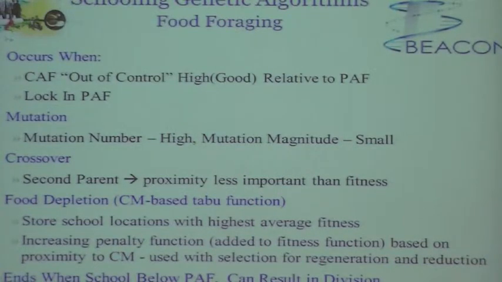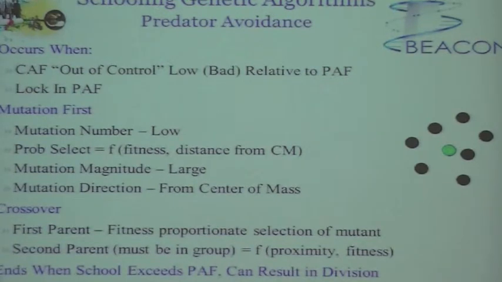Food foraging occurs when the current average fitness is high. In my maximization problem, it means that my solutions are going towards an area of the search domain that I want, something that is going higher. Predator avoidance happens when my current average fitness is low relative to the previous average fitness. When it happens, it means those solutions that are part of my cluster are close to an area that I do not want them to be.